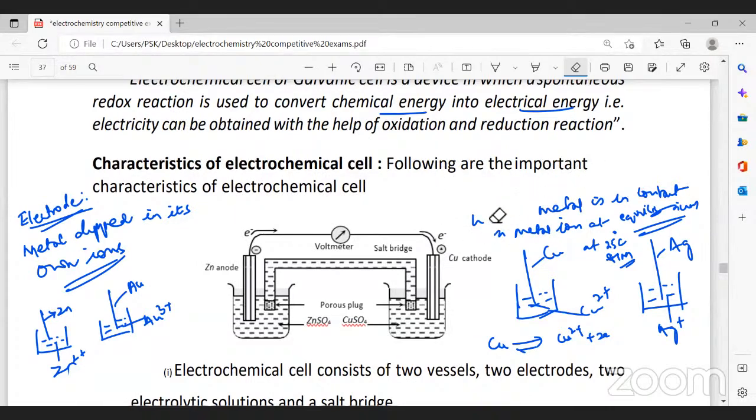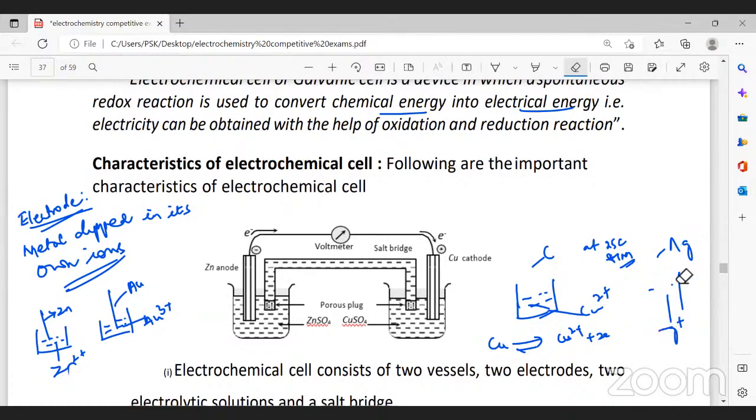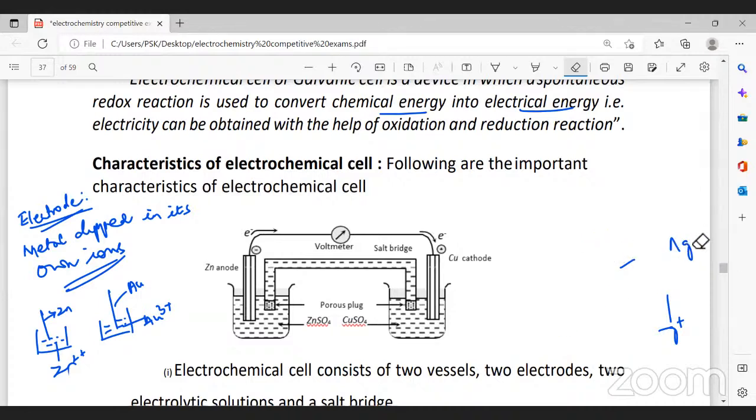All right. So now we have to learn the characteristics of the electrochemical cell. We will learn them in a few minutes. In order to understand an electrochemical cell, you should know what is an electrode. That is why I defined what is an electrode, electrode potential, and standard electrode potential, all that we learned. Now we will try to understand the characteristics of an electrochemical cell.